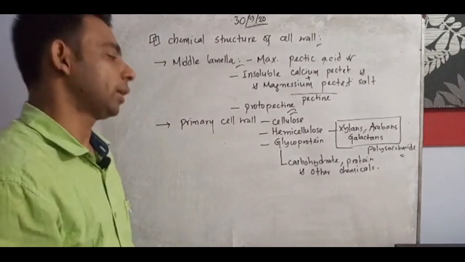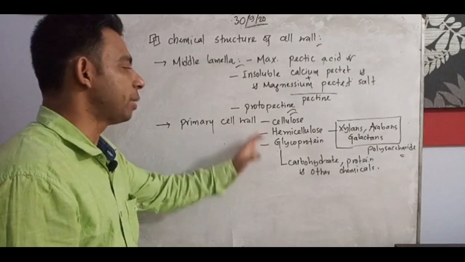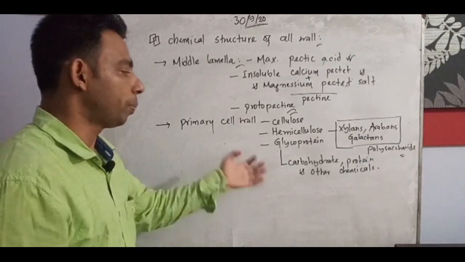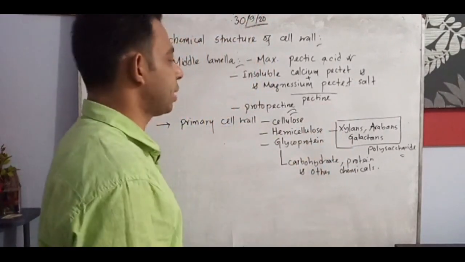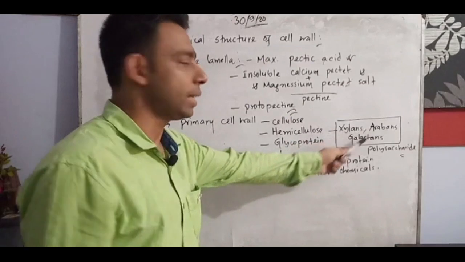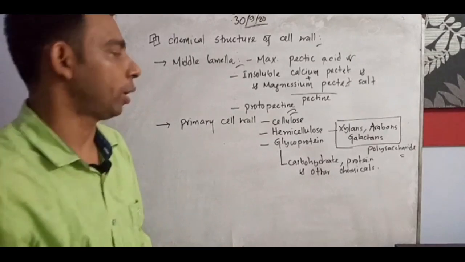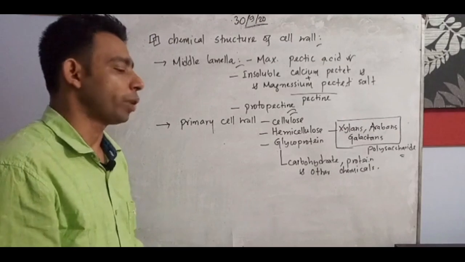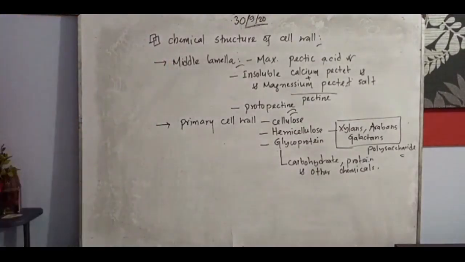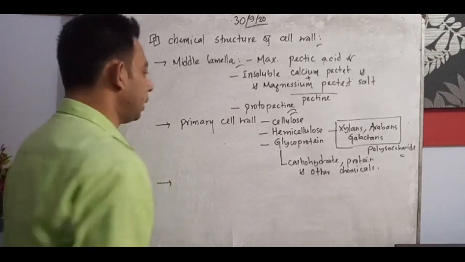These are also important parts. So cellulose, hemicellulose, and glycoprotein are present there. Carbohydrate, protein and other chemicals are included in the primary cell wall. In hemicellulose, xylans, arabans and galactans are present. If asked about glycoprotein, its constituents are carbohydrate, protein, like that. These are the common important things for primary cell wall constituents. I hope you understood this one.